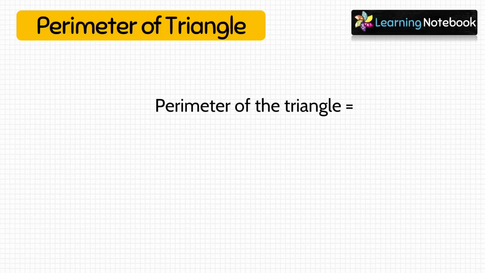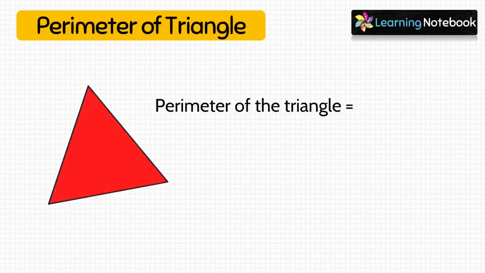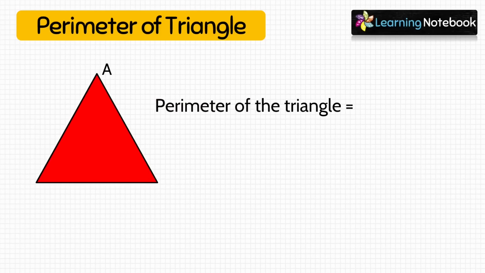Students, perimeter of the triangle means sum of lengths of all the three sides. So here, perimeter of the triangle equal to AB plus BC plus CA.